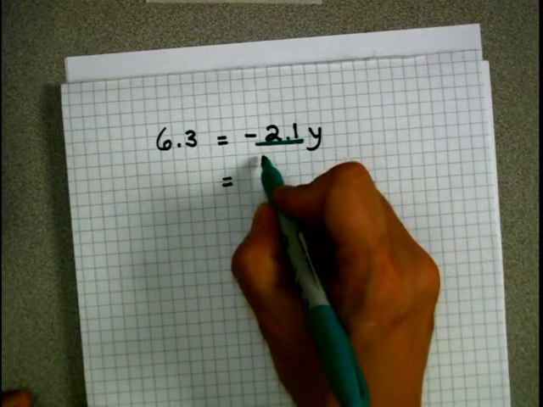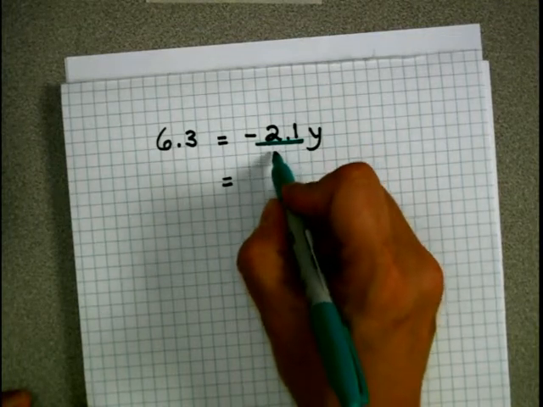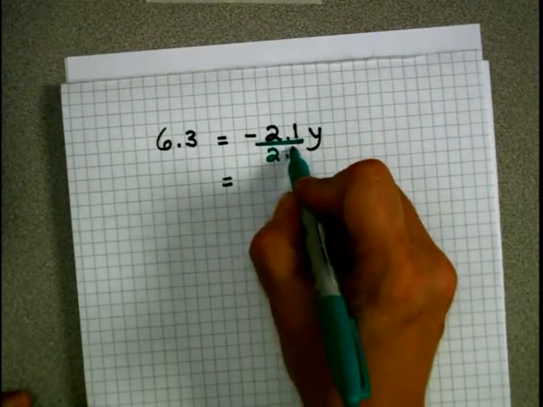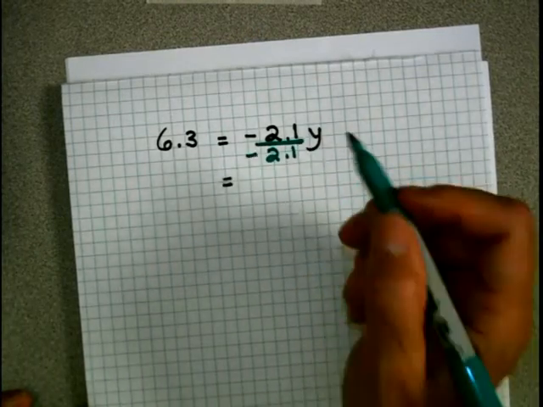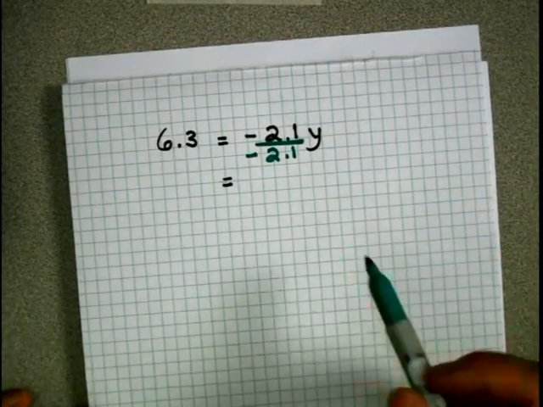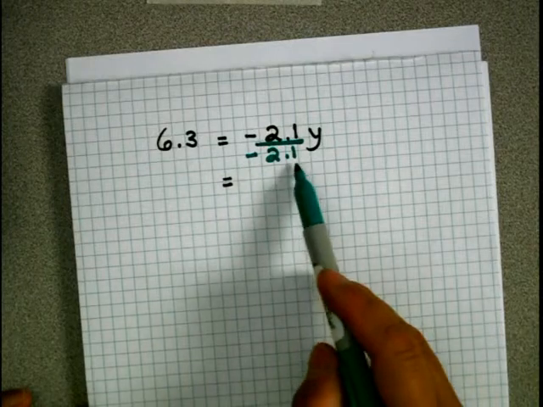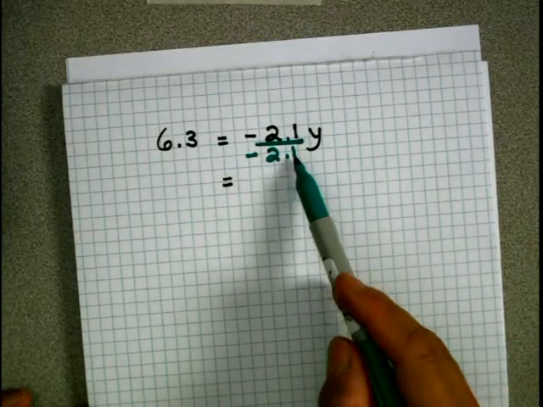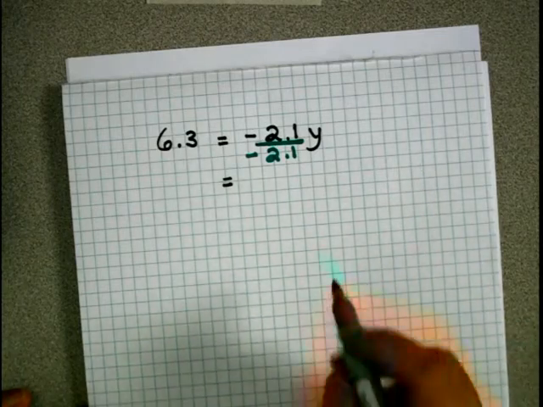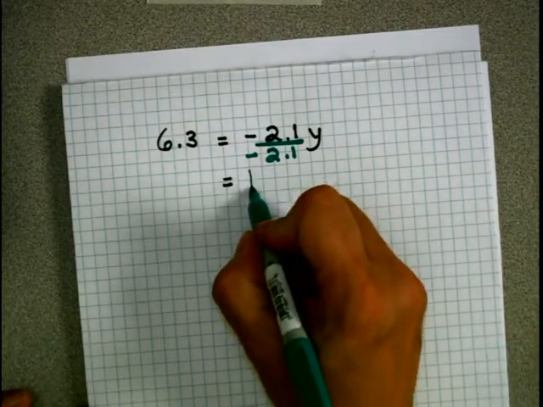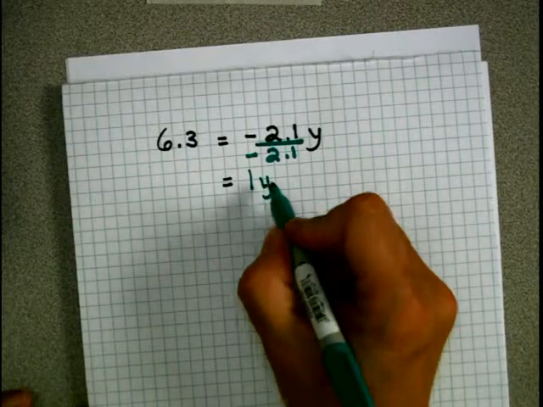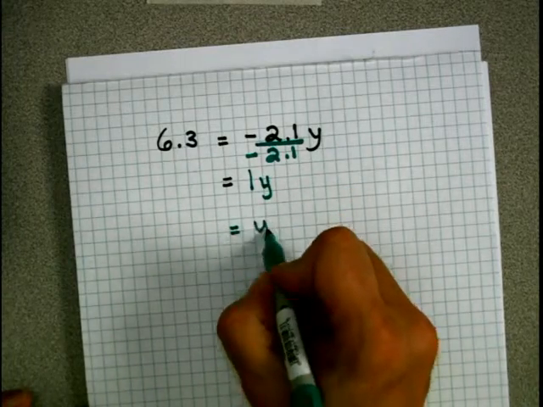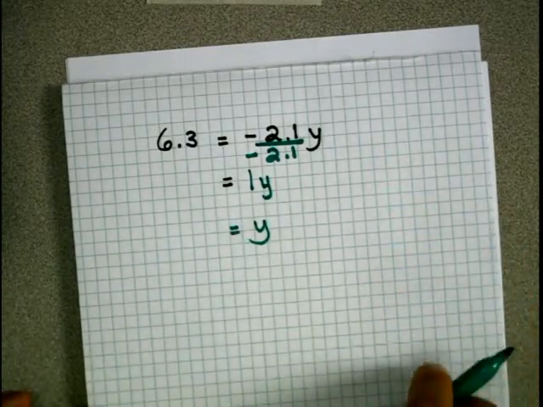So we are going to divide by not only a 2.1 but a negative 2.1, because two negatives make a positive when used through multiplication, and 2.1 divided by 2.1 is simply 1, which leaves a 1y, or simply a y.